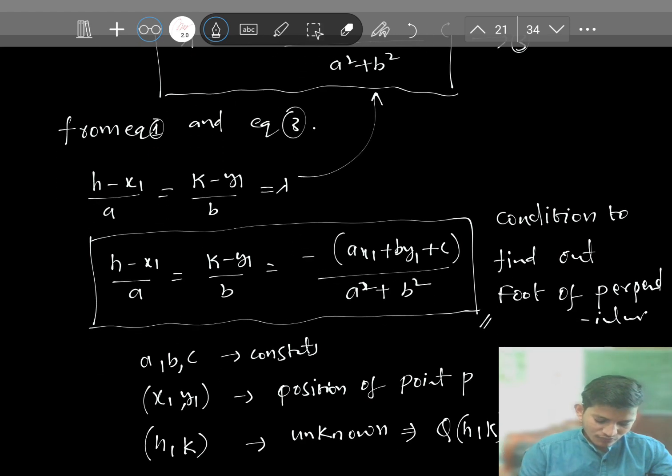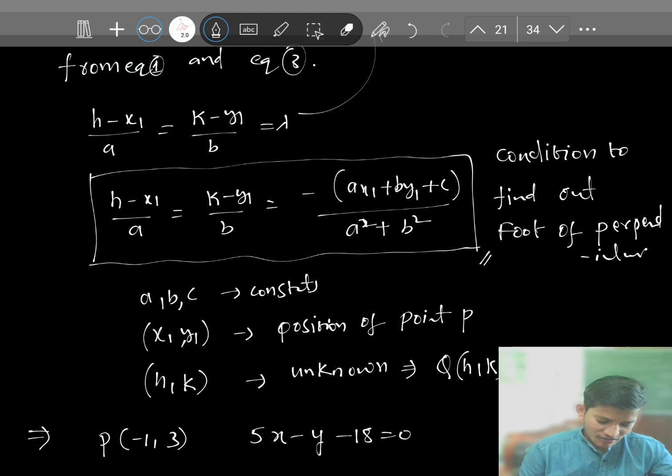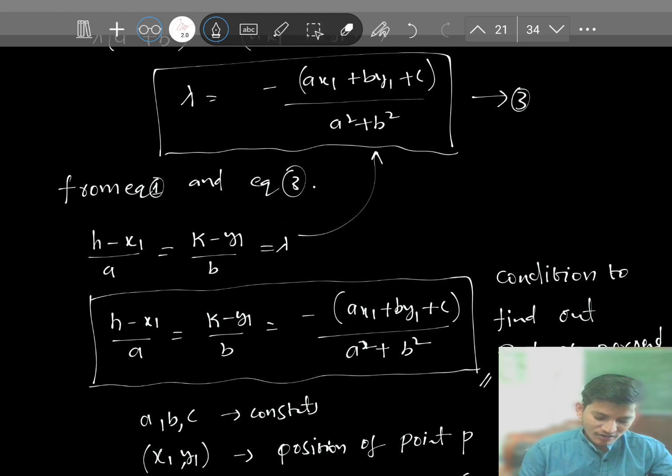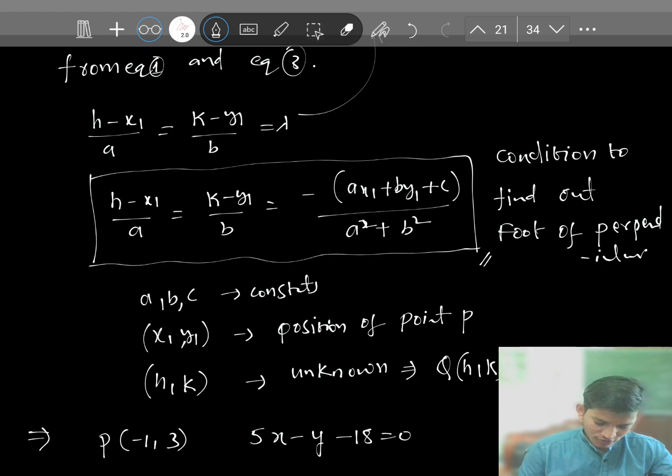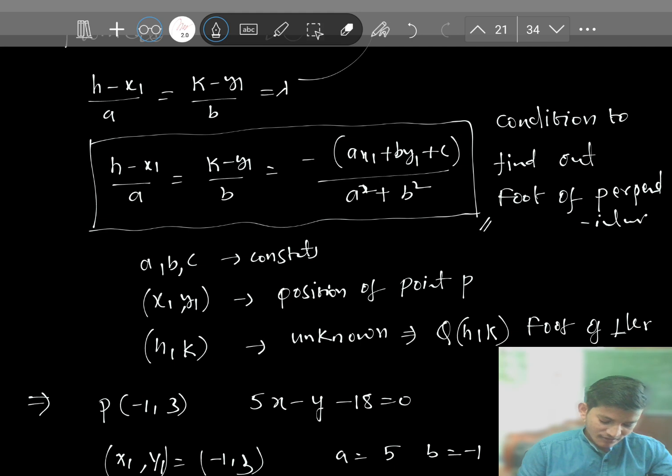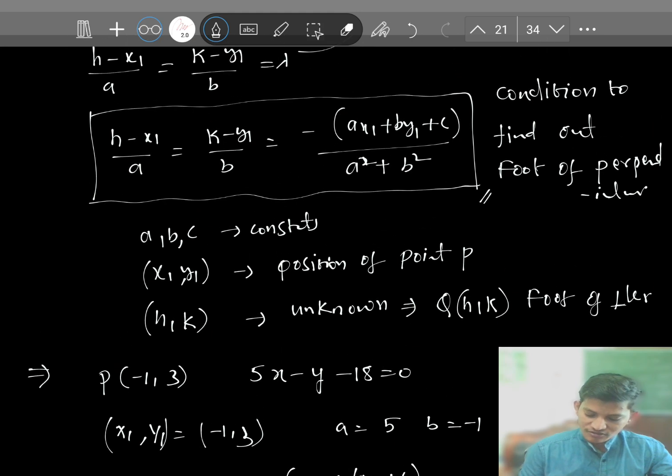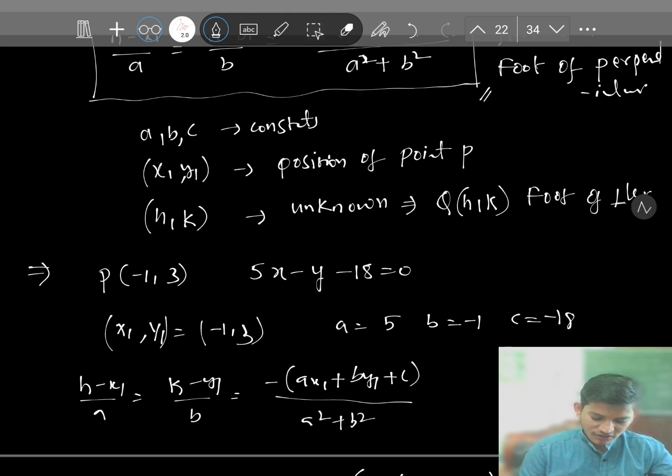So from equation number 1 and equation number 3, I can write the value of lambda like this. So (h − x1)/a = (k − y1)/b = the value of lambda, which is minus (ax1 + by1 + c) divided by a² + b². So this is the condition which is required to find out the foot of perpendicular of a point P(x1, y1) with respect to the straight line.